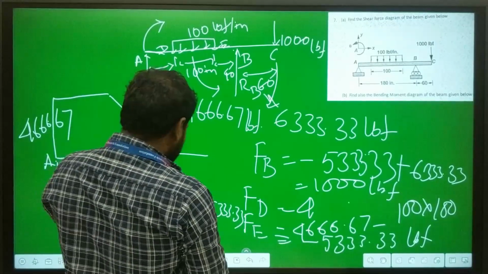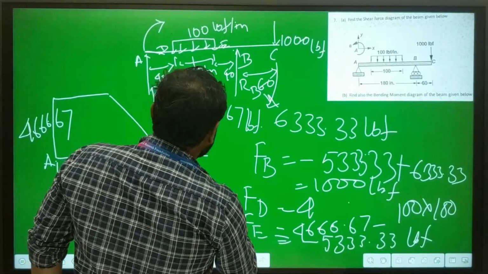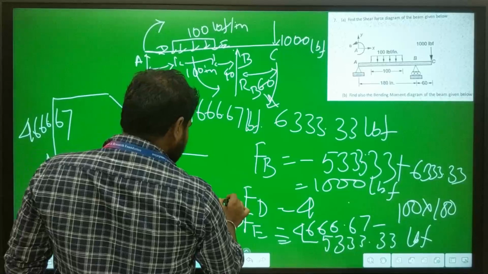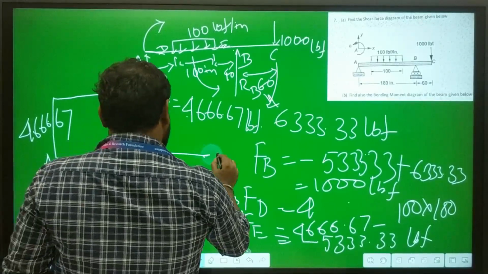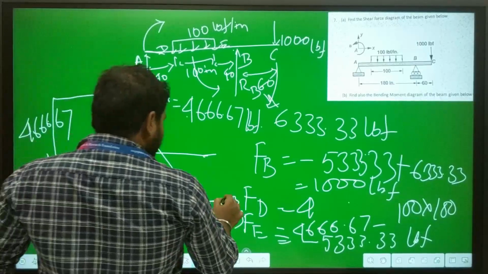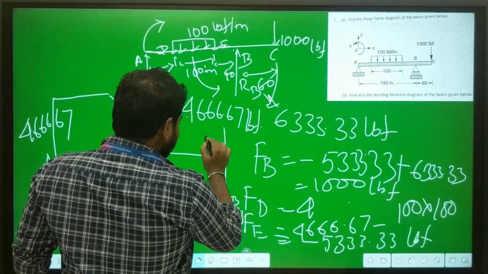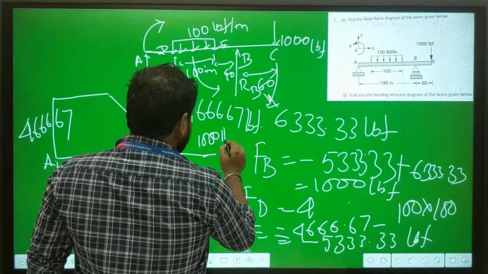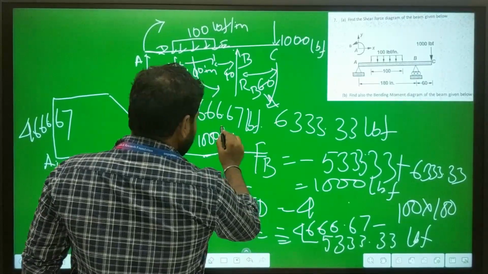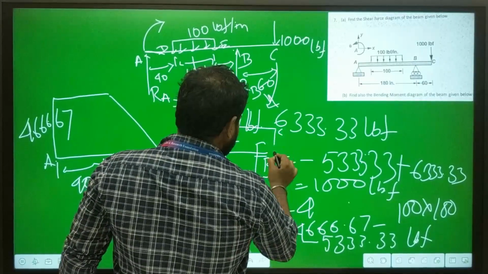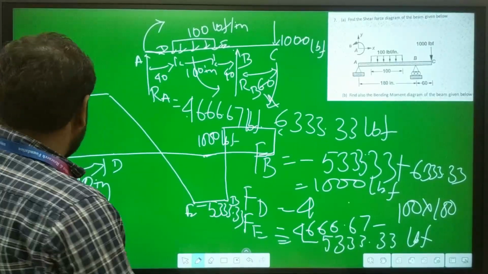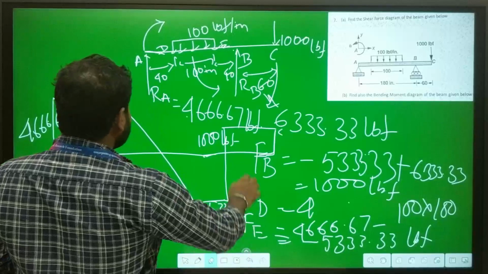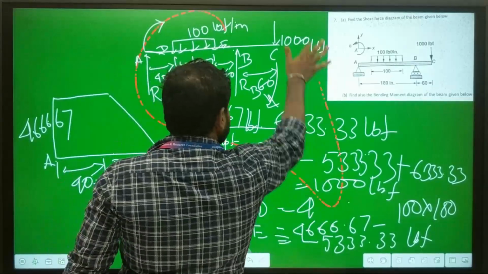So from this point E, we have to draw a straight line up to point D, that is for 40 inches, then point B, and from point B we will draw a straight line at 1000 lbf up to point C, that is also 1000 lbf. Okay, so let's draw the shear force diagram once again clearly.